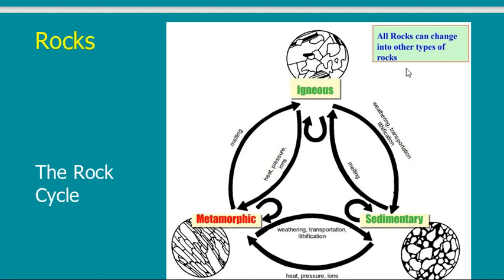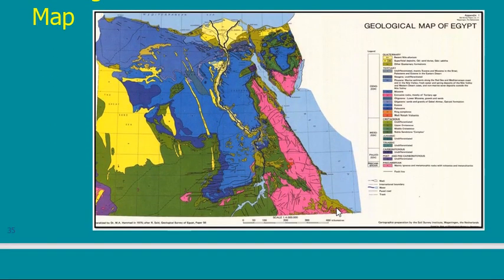I cannot say that this rock was the same millions of years ago. Sedimentary can change to be metamorphic. Metamorphic can change to be igneous, and so on. This is a cycle of rock, but I also prefer the previous one.